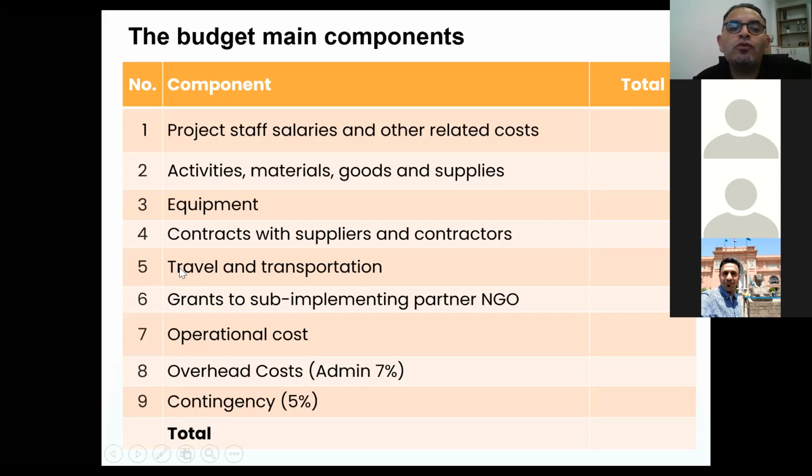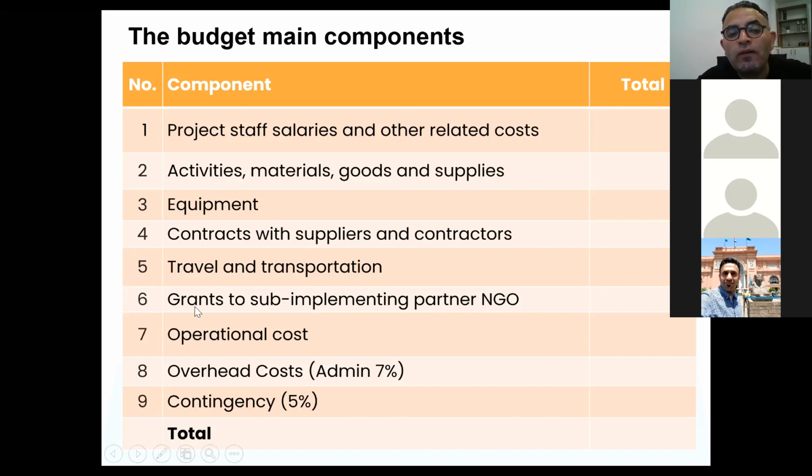Number 5, we will talk about travel and transportation. For example, any travel costs related to monitoring and evaluation. If you are going to rent a car, whether monthly or daily, whenever there is a kind of travel costs for monitoring and evaluation, for project management, if they are going to the field, then you will have the travel costs here in number 5.